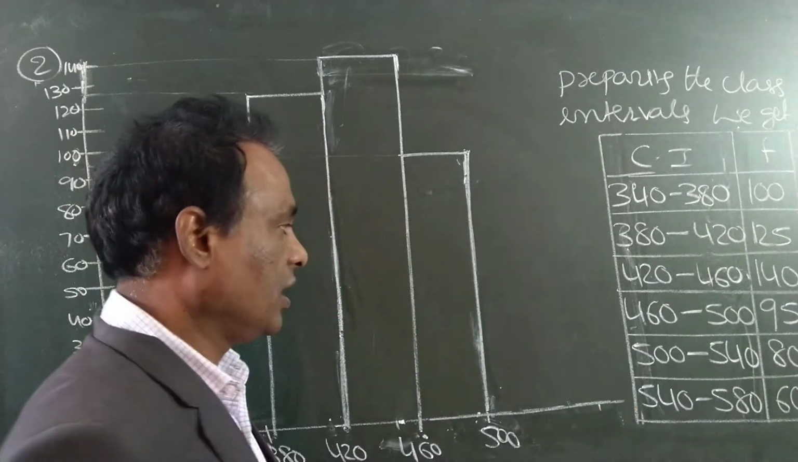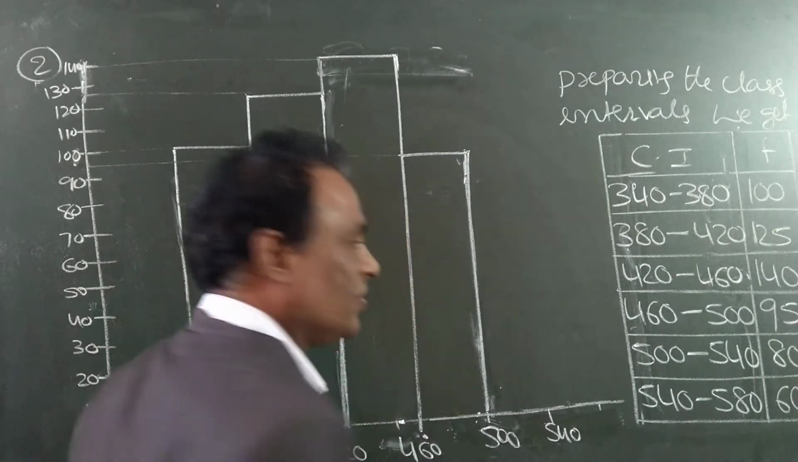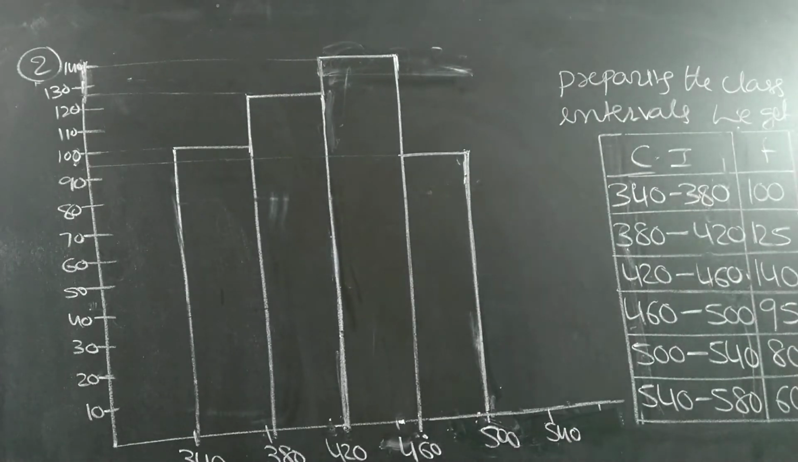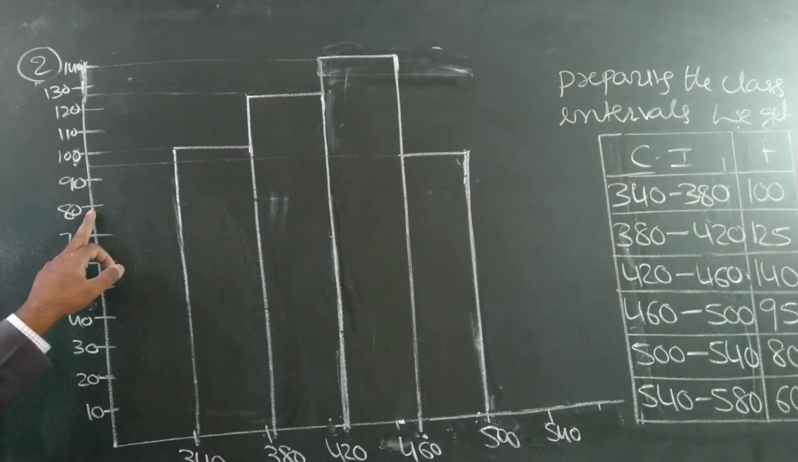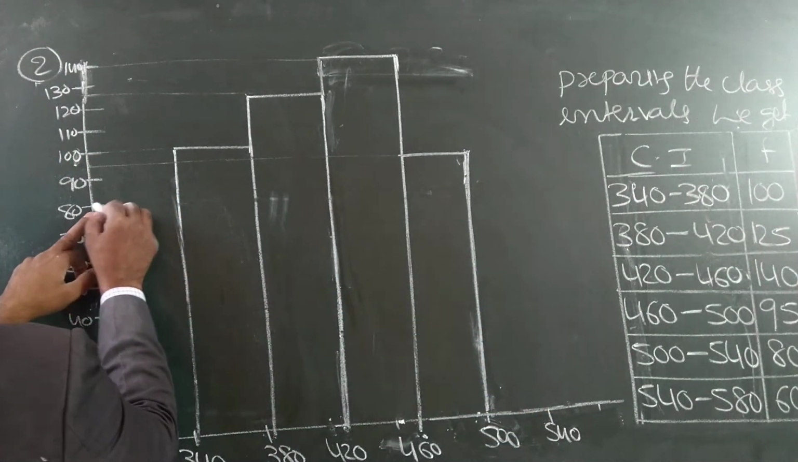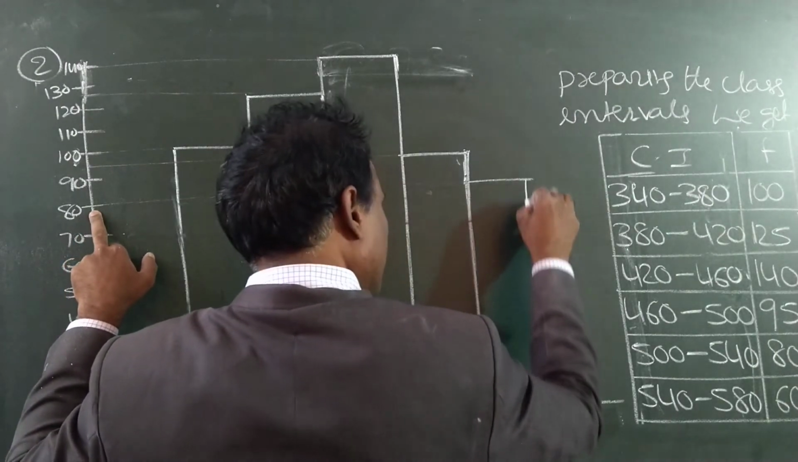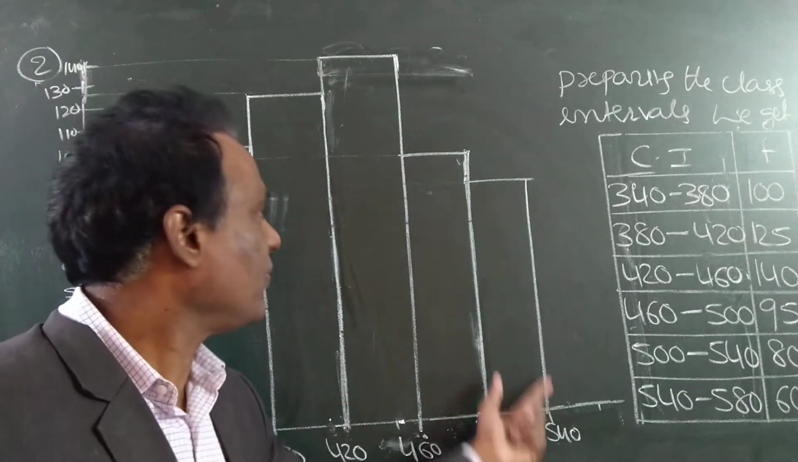500 to 540 students, 80. 80 is where? 80 is here. Up to height 80, length 80.